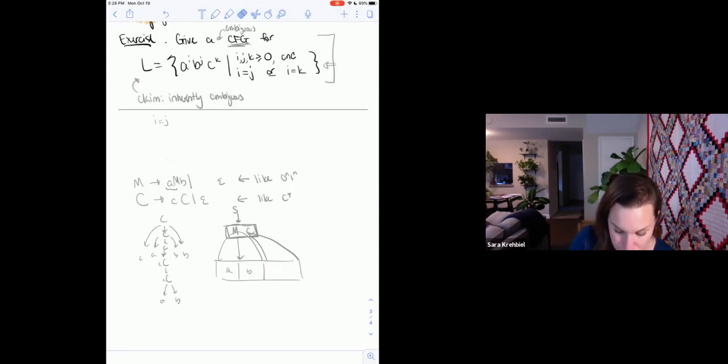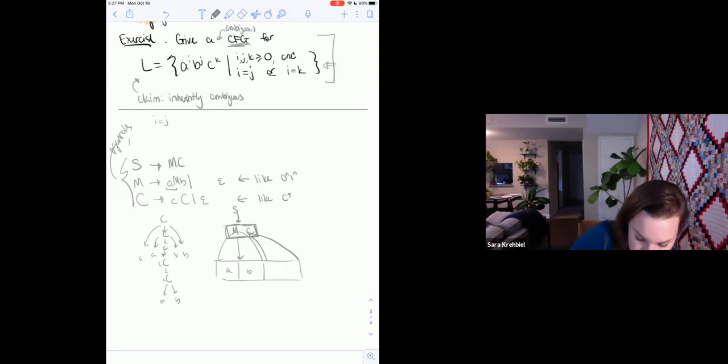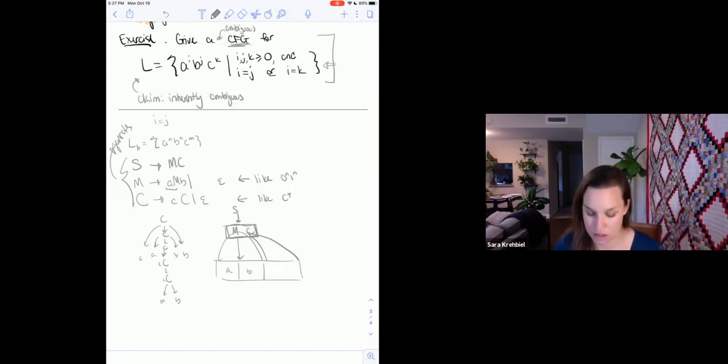So if I have S goes to MC, then this grammar generates, let's call it LB, which is the set of A to the N, B to the N, C to the M. And so that's kind of half of the problem. We also want to union this with LC, which is going to look like A to the N, B to the M, C to the N.